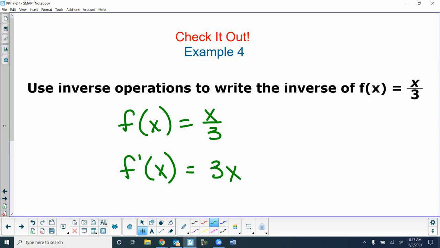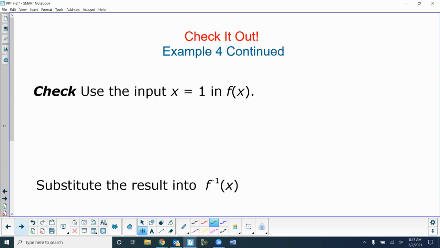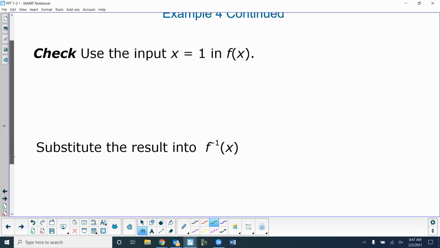3 times it, right? Do they undo each other? I guess I put a 9 in there. What's 9 divided by 3? 3. If I get 3. What if I put 3 in there? What's 3 times 3? 9. It worked, right? All right, they did one.